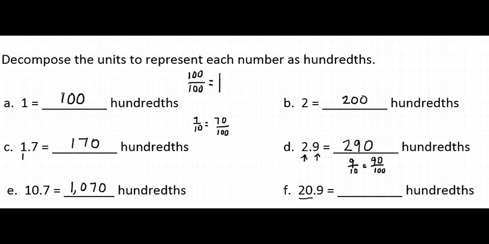Here I have 20 whole numbers. Well, if 10 whole numbers equaled 1,000 hundredths, then 20 whole numbers would equal 2,000 hundredths. And I have the 9/10, which we just said is equal to 90 hundredths. So altogether I have 2,000 hundredths plus 90 hundredths, which is 2,090 hundredths.